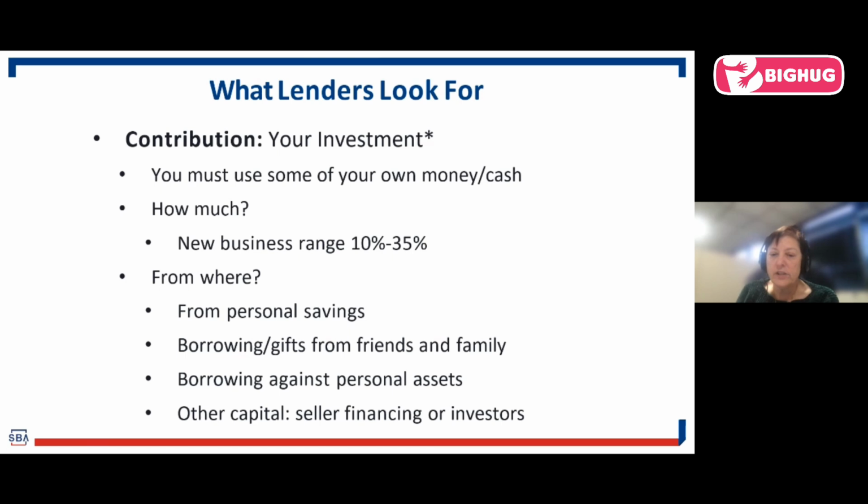And again, the seller financing is a little bit different issue. There is a mandatory limitation on that for that 24-month period of time that may not exist for the family members, friends, or other investors.